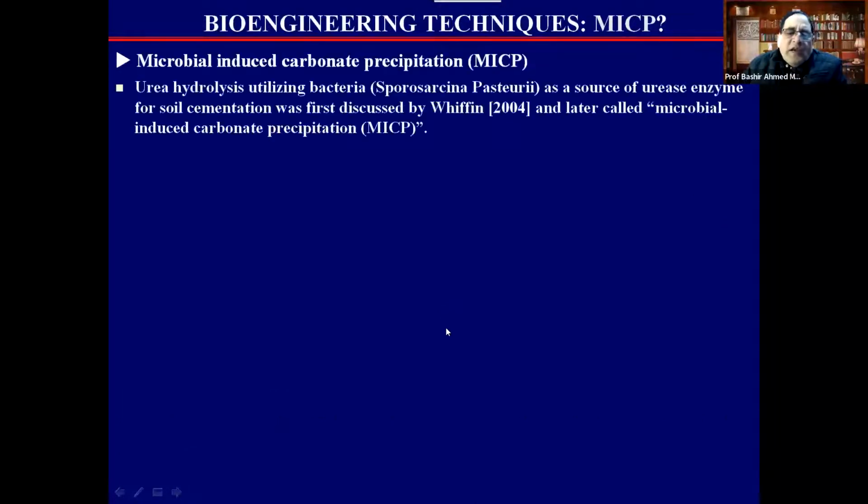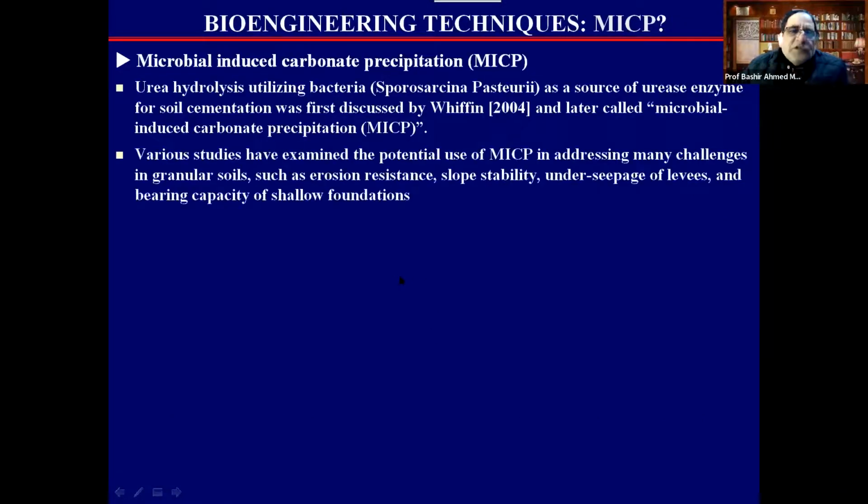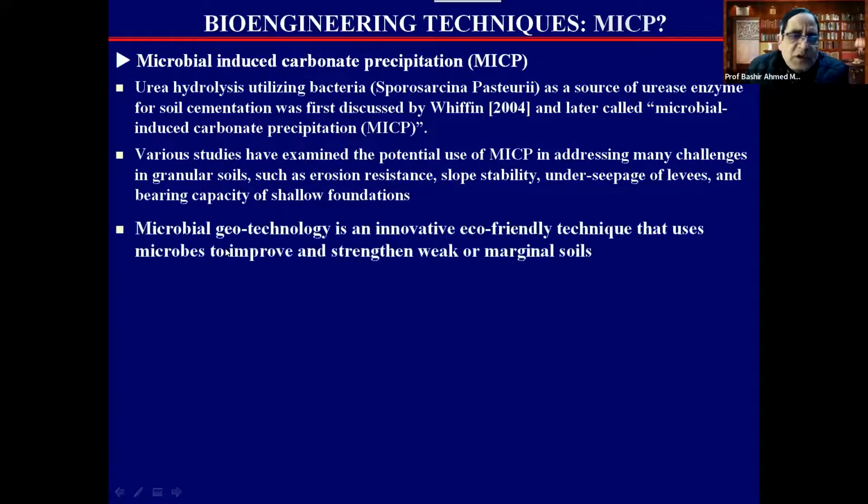Now, the second technique being used is MICP, which is urea hydrolysis utilizing bacteria as a source of enzyme for soil cementation. It was first discussed by Whiffin in 2004 and later called microbial induced carbonate precipitation. Various studies have examined the potential of this technique in addressing many challenges in granular soils, such as erosion resistance, slope stability, underseepage of levees, and bearing capacity of shallow foundations.